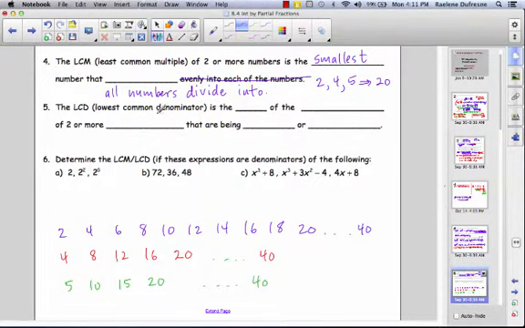The lowest common denominator is actually the same thing as the least common multiple, but this time it is of 2 or more denominators. So it is the LCM of the denominators of 2 or more fractions that are being added or subtracted.